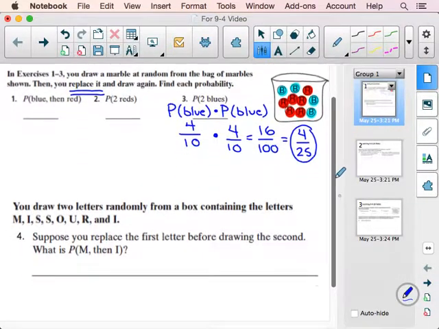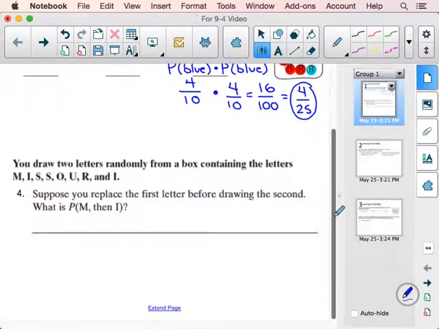And let's take a look at number 4 as well. You draw 2 letters randomly from a box containing the letters that spell the word Missouri. Suppose you replace the first letter before drawing the second. What is the probability of getting an M, then an I? So if you count up these letters, we've got a total of 8 letters here. And we want the probability of getting an M, then an I.